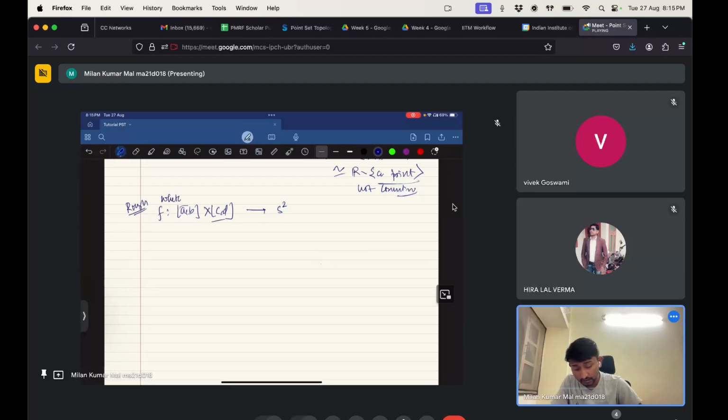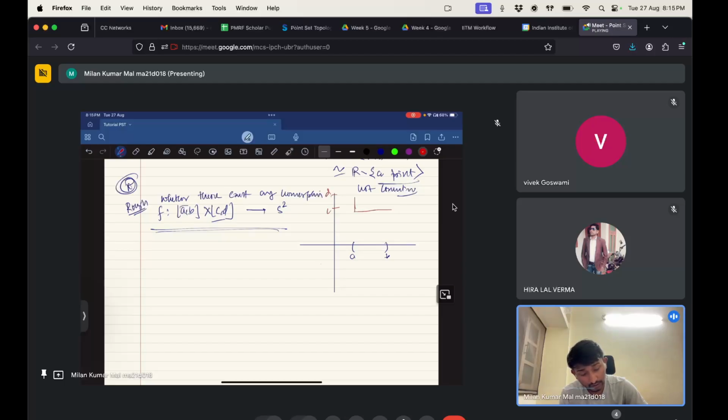Whether there exists any homeomorphism F, right? This is the question. If you look at the diagram, with the x-axis and y-axis, suppose this is A comma B and this is C comma D. This region is the closed interval A comma B cross the closed interval C comma D, not open. So this will be like a closed rectangle, with boundary, right?